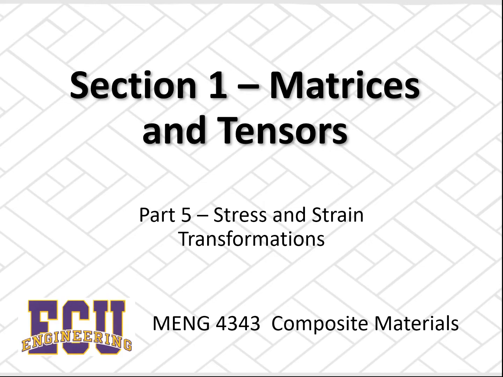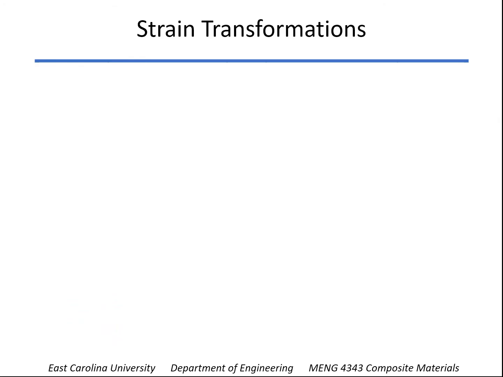All right, as we wrap up section 1, we've last time defined stress and strain, and earlier we've defined tensor transformation, so now we're going to combine those two together here. Let's start out by doing transformations of strain. So here's our definition of a second order tensor transformation.